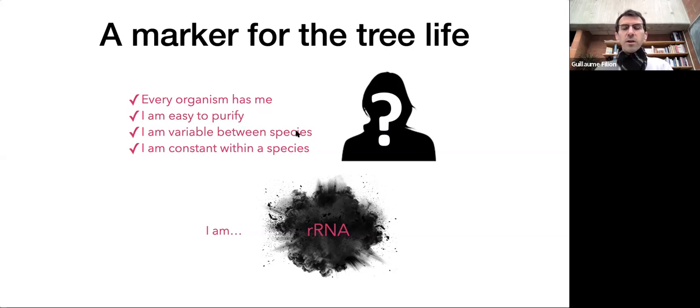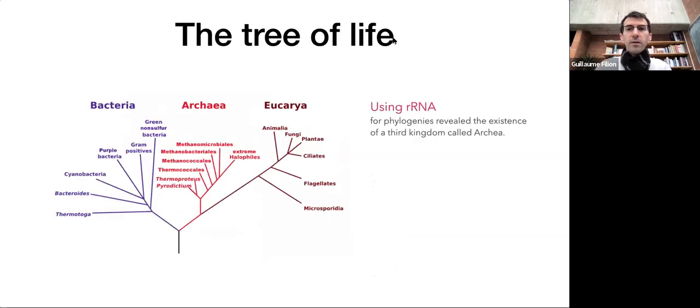It's variable between species, indeed. So that's just an empirical observation that not every species got the same ribosomal RNA. And within a species, there's not too much variation because it's kind of core. Remember the ribosomal RNAs, they make sure that we can translate the proteins, and you can't mess with that. The selection pressure on this is just so strong that the evolution is extremely slow. So with that, it was possible in the 70s already to get the tree of life. So using ribosomal RNA for phylogenies revealed the existence of a third kingdom called Archaea.